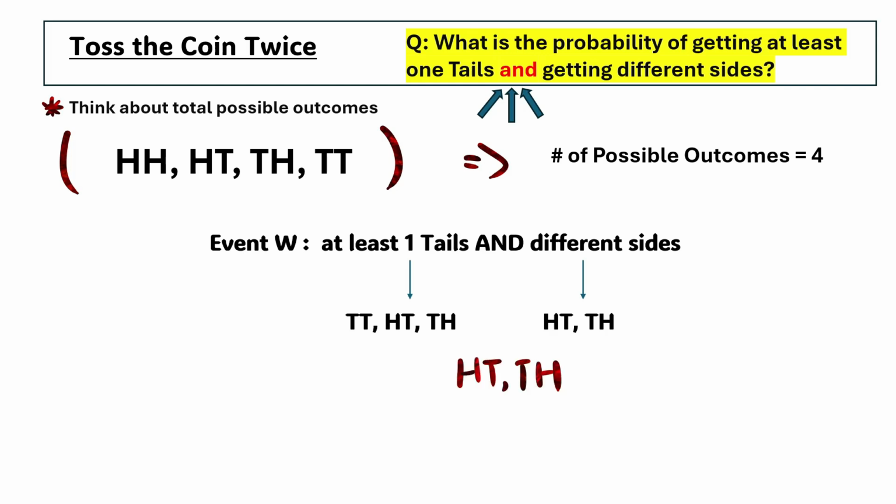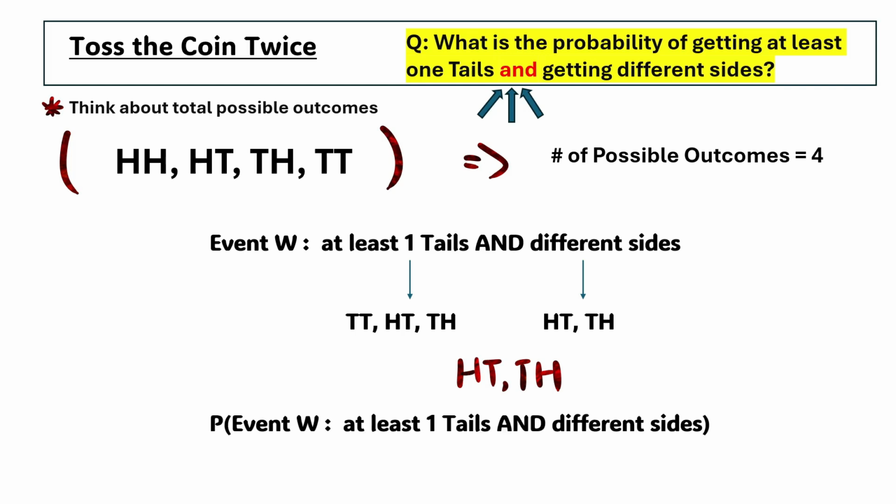So as you can see, HT and TH represent the overlap or intersection between the 2 individual events. So whenever we get HT or TH, the 2 individual events will be satisfied together at the same time. That means that the probability of event W is equal to P of HT plus P of TH, which then equals 1/4 plus 1/4, which is 1/2. So 1/2 is the answer to this question.